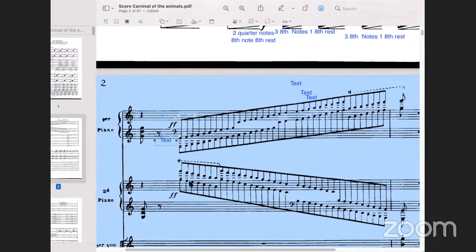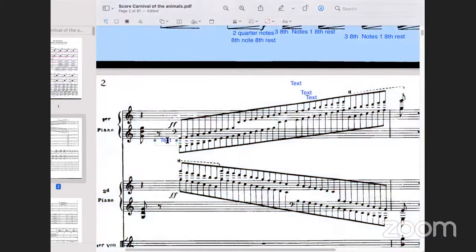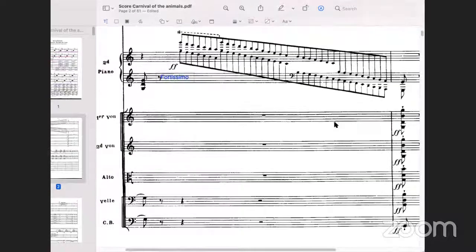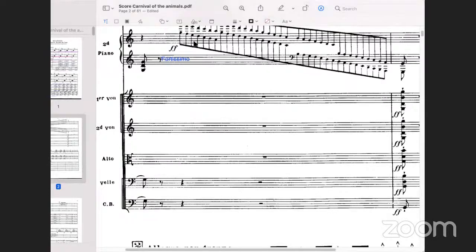You have fortissimo, 2 F's is fortissimo. You just play on the bass clef. Another fortissimo here. This is only staccato, that is 1 quarter note and 3 quarter rests. All rest.